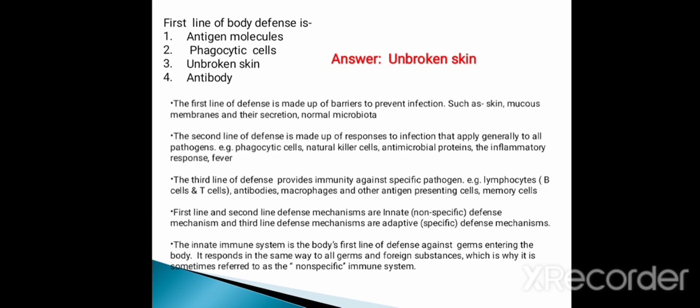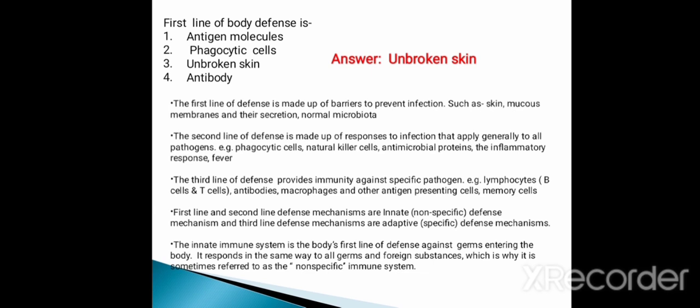The immune system comprises three levels of defense mechanism that a pathogen needs to cross to develop infection inside the body. These three levels are the first line of defense, the second line of defense, and the third line of defense. The first line of defense is made up of barriers to prevent infection, such as skin, mucous membranes and their secretions, and normal microbiota. The second line of defense is made up of responses to infection that apply generally to all pathogens. For example, phagocytic cells, natural killer cells, antimicrobial proteins, the inflammatory response, and fever.